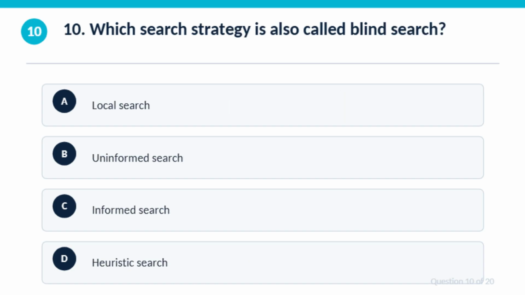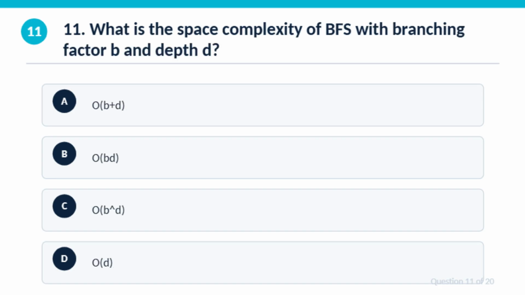Which search strategy is also called blind search? A. Local search. B. Uninformed search. C. Informed search. D. Heuristic search. The correct answer is B. Uninformed search.